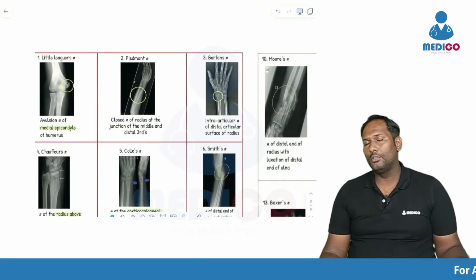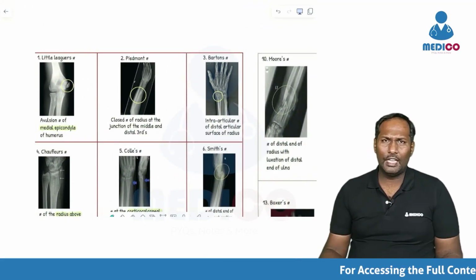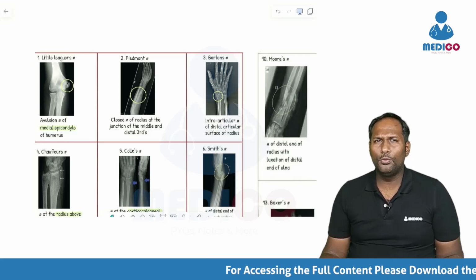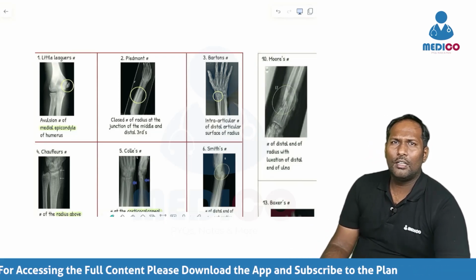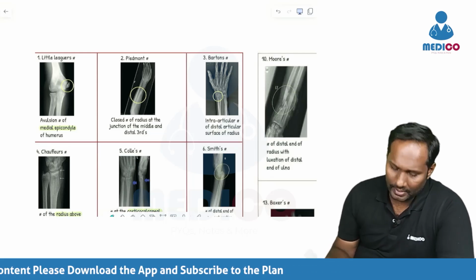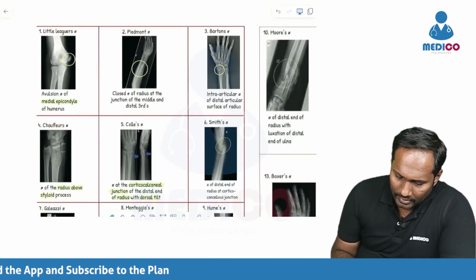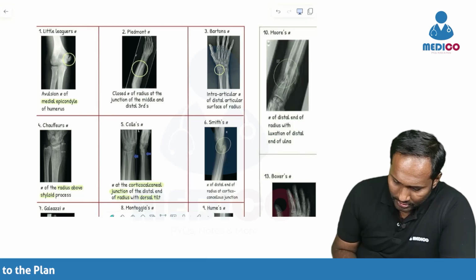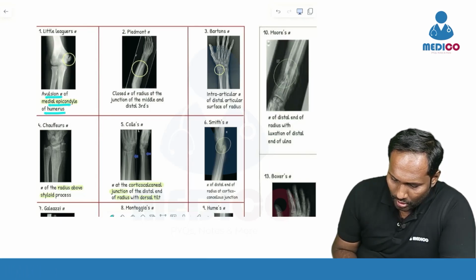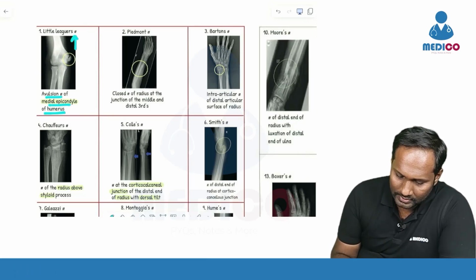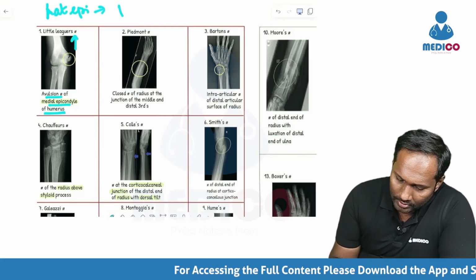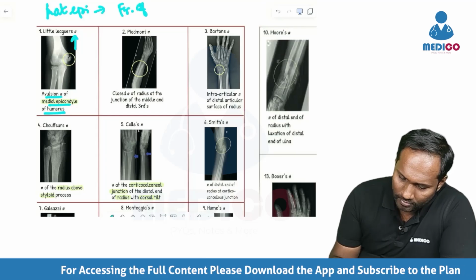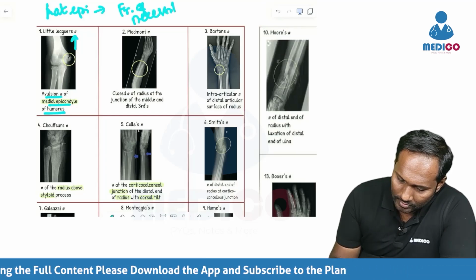Now, during the classes we have covered several named fractures, but a few fractures I could have missed or not covered. So those I'll try to cover in this named fracture session. The little league fracture is the avulsion of the medial epicondyle of the humerus. It can be asked as a little league. If it is for the lateral epicondyle, what is it called? It is called a fracture of necessity.